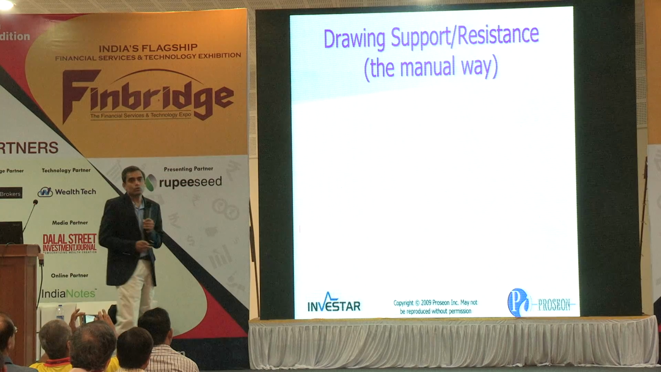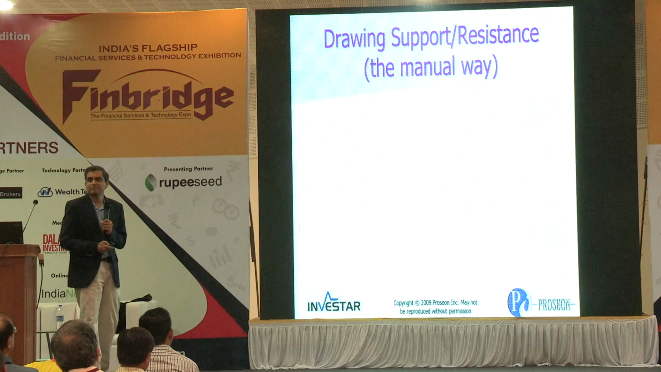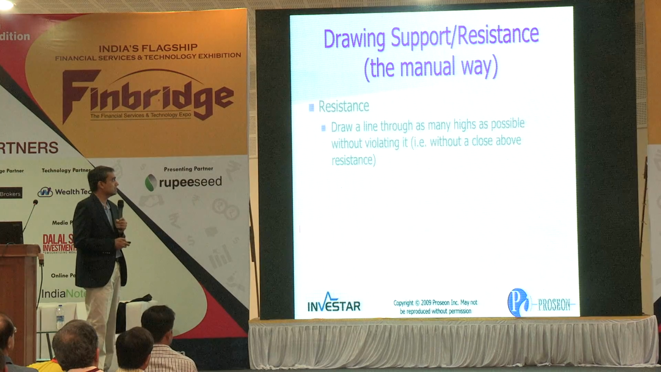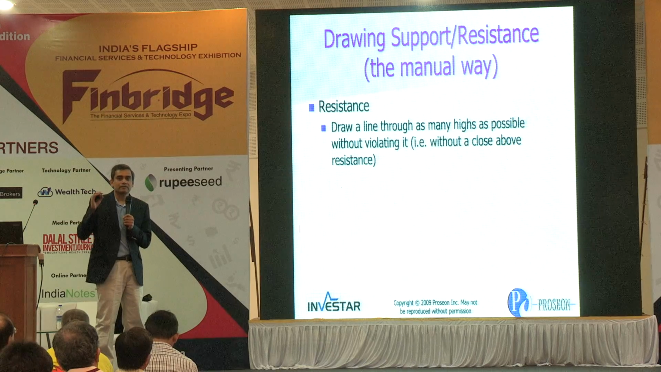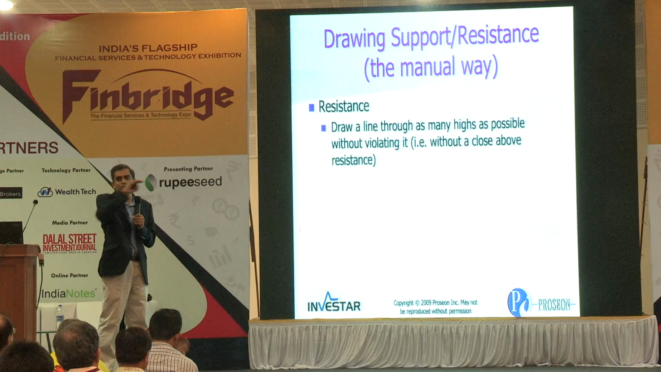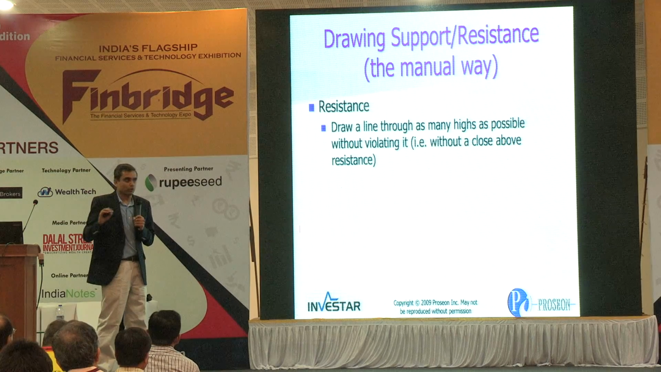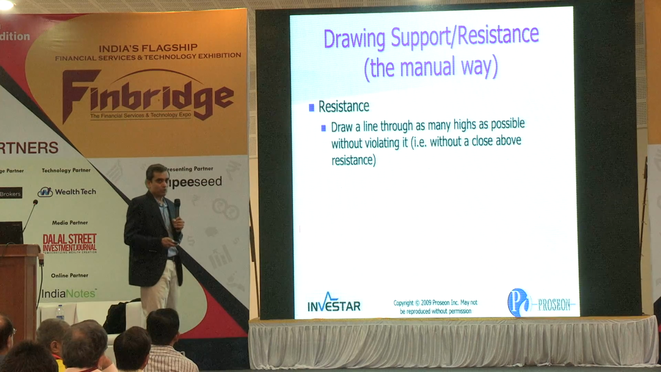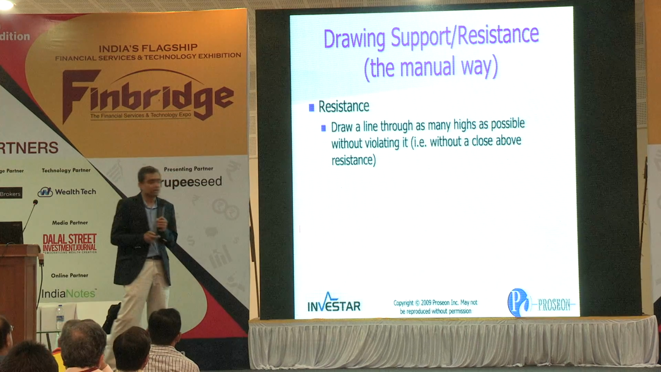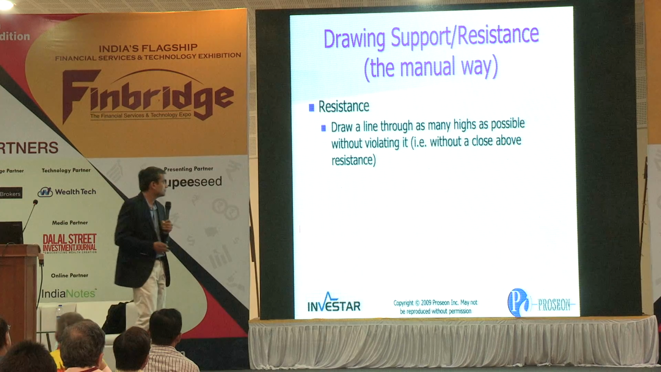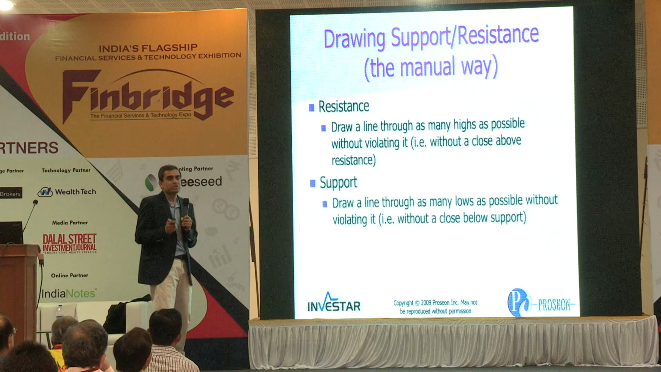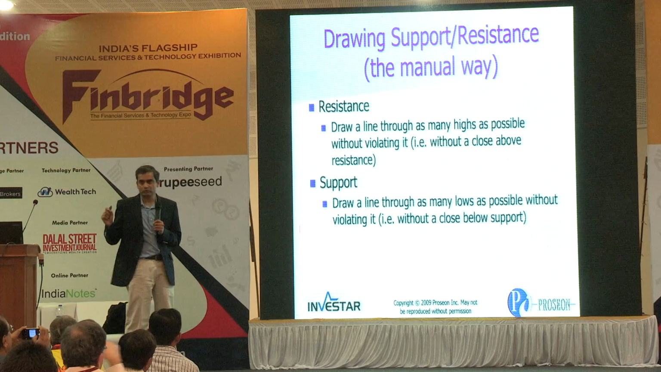Now, how does one go about drawing a support resistance line manually? So let's try to imagine if we want to do that. As you saw in that earlier slide, resistance is basically going through the peaks in the chart, right? So because it's going through the peaks in the chart, what you have to do is draw a line that goes through as many highs as possible. That's what a technical analyst would do. And for support, you would need to draw a line going through as many lows as possible.